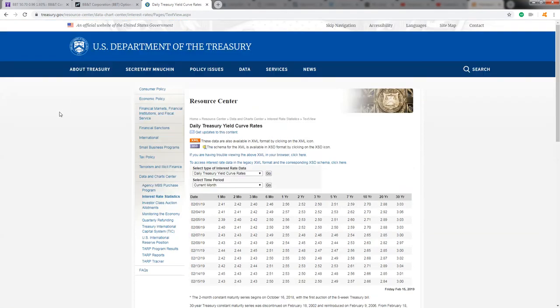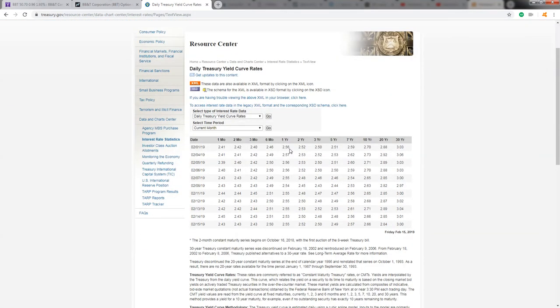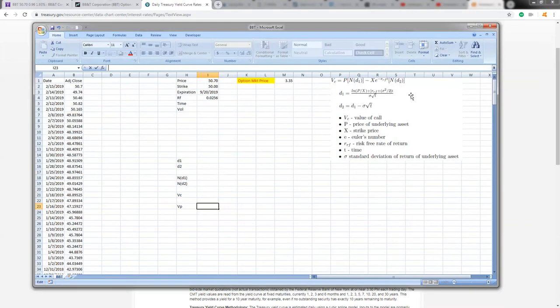Also, before we continue, went to U.S. Treasury and got the 1 year Treasury bill rate, 2.56%. That's what we'll be using in building this model up.